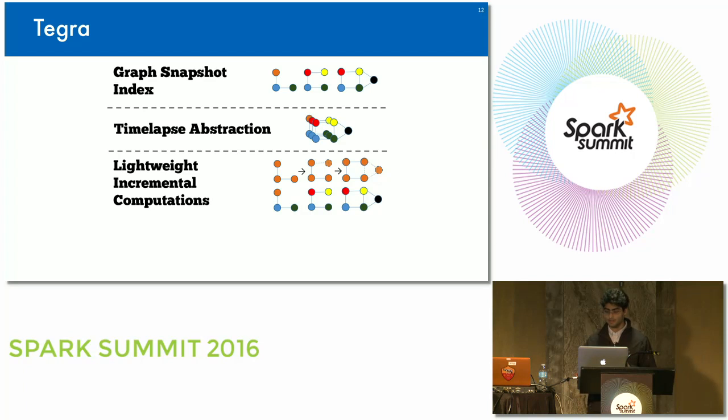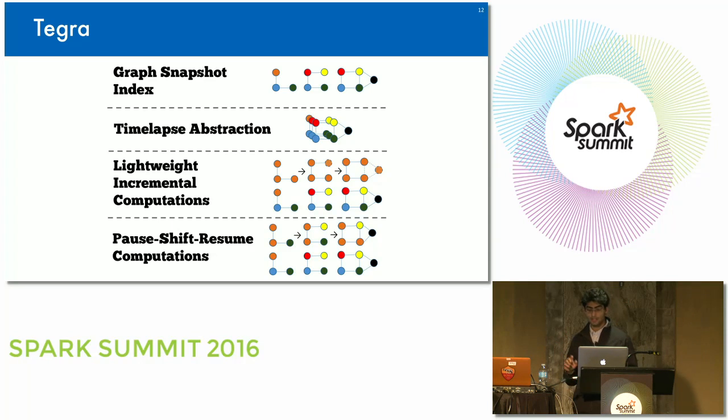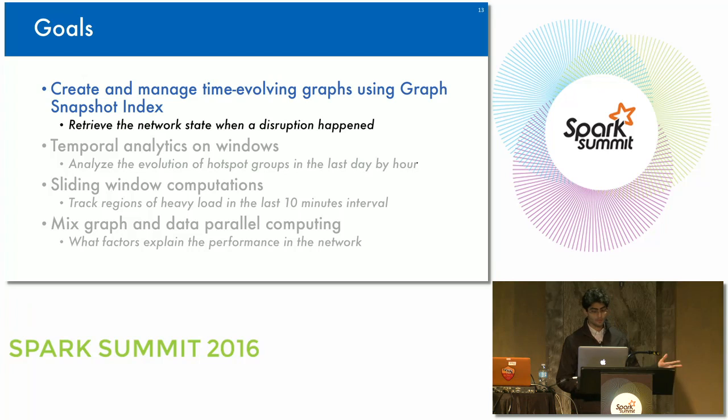And then there are actually 2 different incremental computation models, which make it possible to express complex algorithms and then have them run efficiently on all the way up to the existing state of the graph, as well as on windowed slices of the graph. So I'm going to explain how these components let Tegra achieve these goals, starting with the first one.